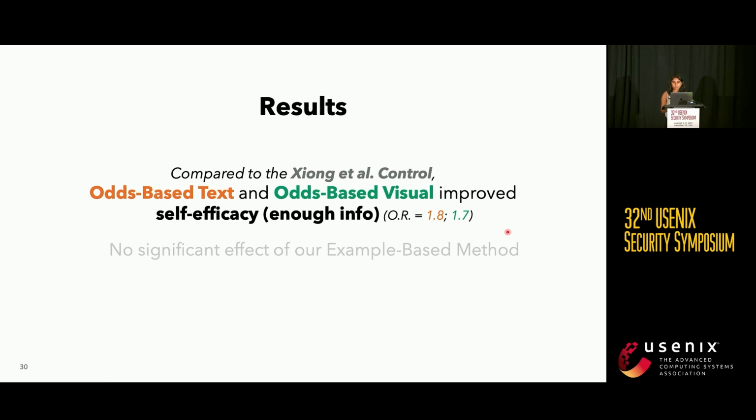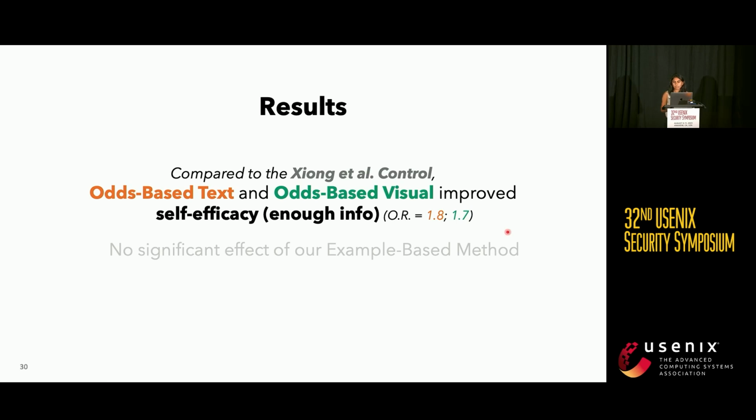So compared to the Strong et al. control, and again, this was the control with the description of differential privacy without explicit epsilon information, our odds-based methods improved feelings of having enough information to make a data sharing decision. So it seems like people appreciate having this explicit epsilon information.